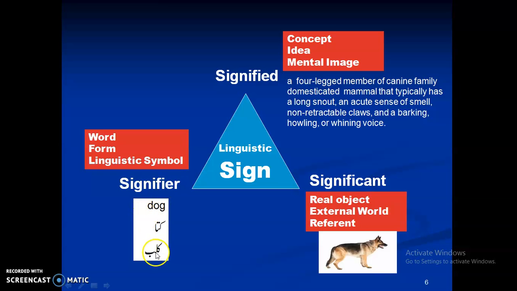Now these symbols point towards the real object in the external world, and this is known as the referent or significant. But the link between this form and this picture is arbitrary, because some societies call it dog, some call it kutta, and some call it kalb. So it means it is arbitrary. Some other society may name it something else. So this is a linguistic sign.